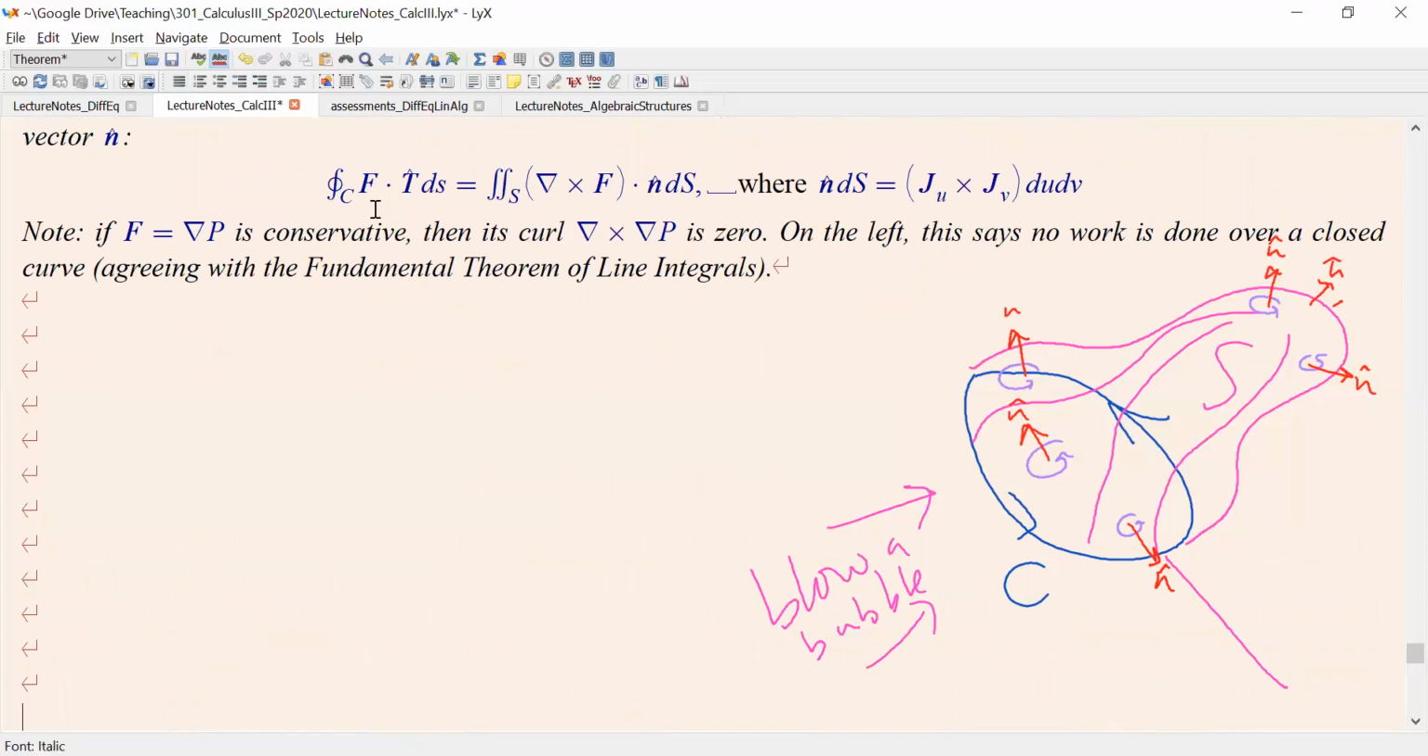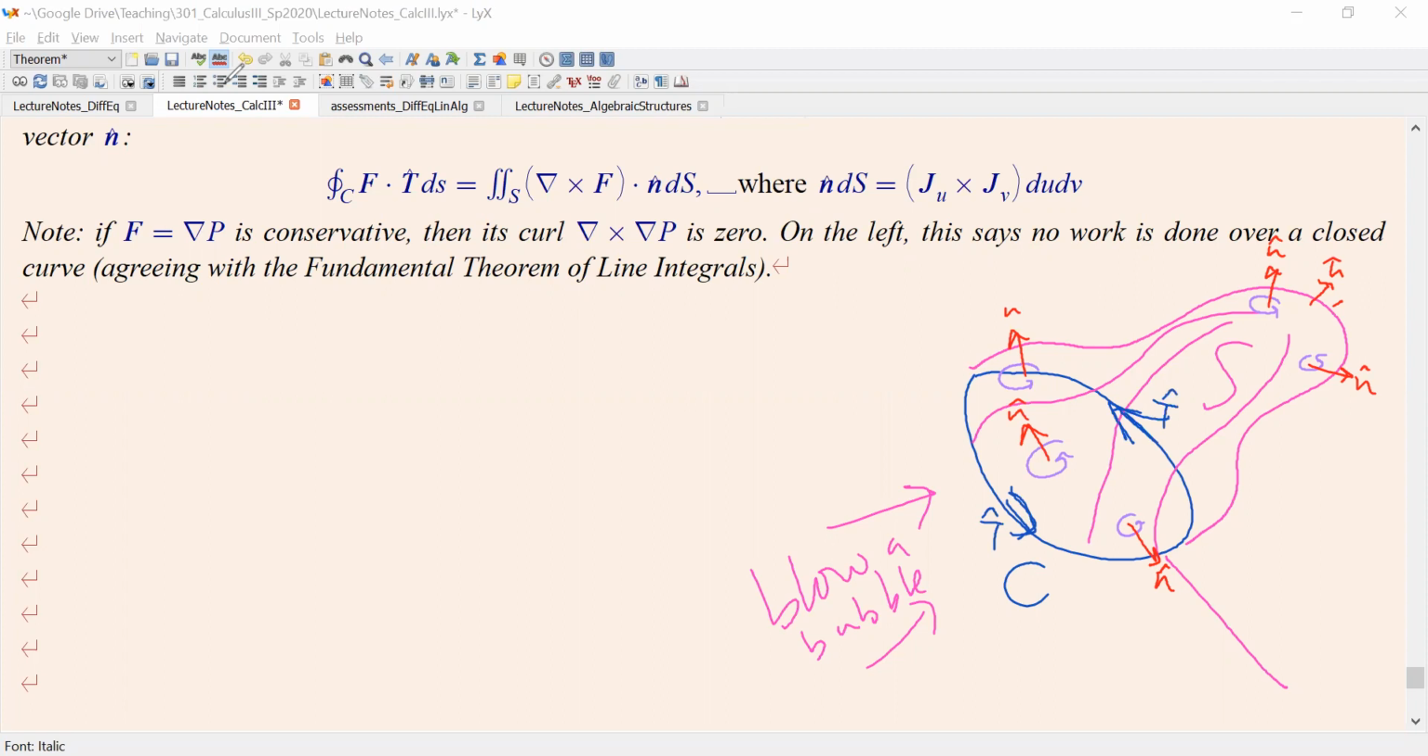Well, on the left side, nothing has changed. This is the integral over the closed curve of the field dotted with a direction of motion. That's our t hat direction. We still have that direction labeled. This vector right here is t hat. That vector right there, t hat.